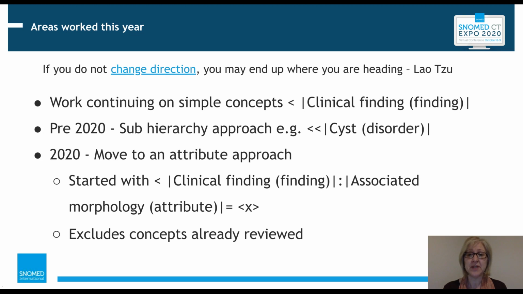In early 2020, we progressed to a second stream of work focusing on identifying clinical finding concepts that are modelled with a specific attribute. The associated morphology attribute is the first of these. With this approach, the subtypes in the clinical finding hierarchy that are modelled with the associated morphology attribute with a particular range of morphologic abnormality values, for example, protrusion or subtypes of protrusion, are identified as an area of work. Now, when doing this, concepts that have been reviewed in the past under our sub-hierarchy approach are excluded from the work area.